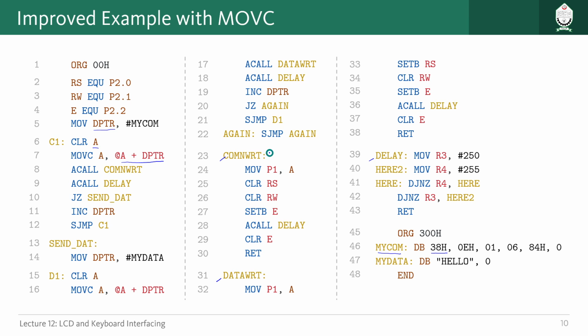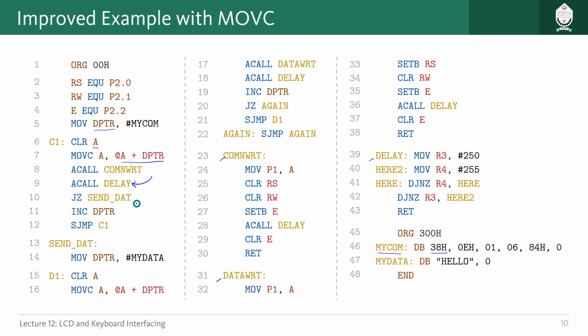Now we can write that command. So that 38H will be sent as a command to our LCD. In this way, all of the commands will be sent one by one. In this code, we haven't made the improvement of checking the busy flag, but you can do that to omit this delay. No problem.